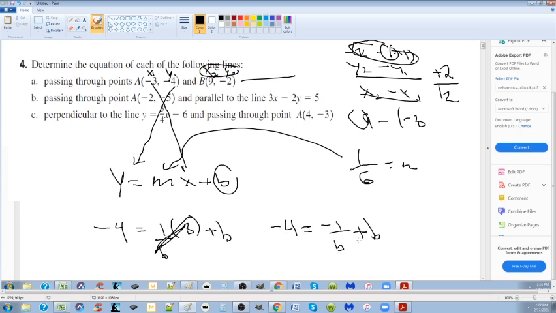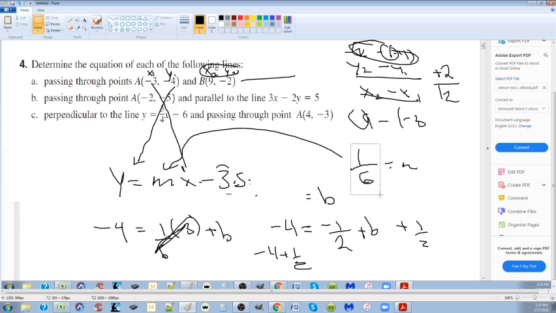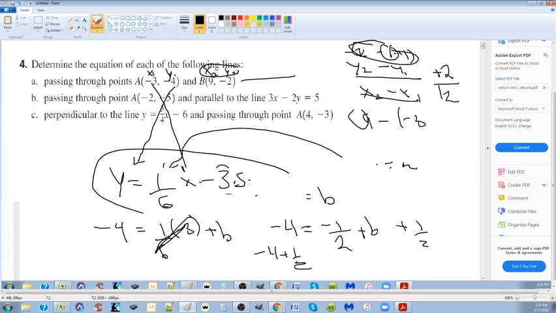plus b. How do we get b all alone? We have to add a half, because it's essentially b minus a half if I rearrange this. So we have to add a half, which means I get minus 4 plus a half on this side, which is minus 3 and a half, which means minus 3.5 is equal to b. So I simply put this in. Where I see plus b, I put minus 3.5. And where I see m, I put that. And boom, this is the formula for a line.